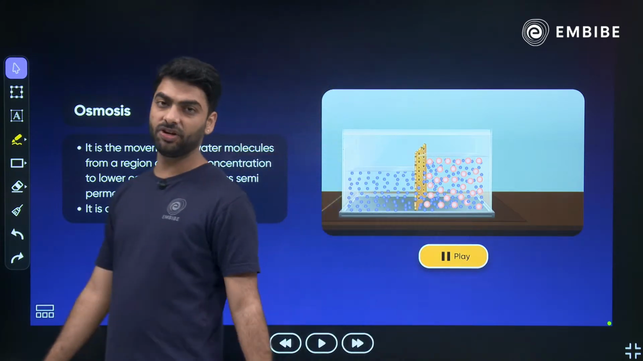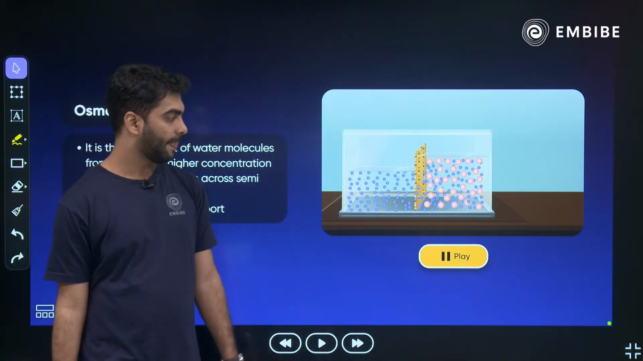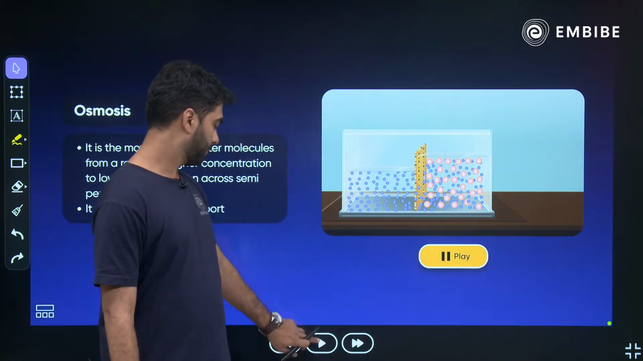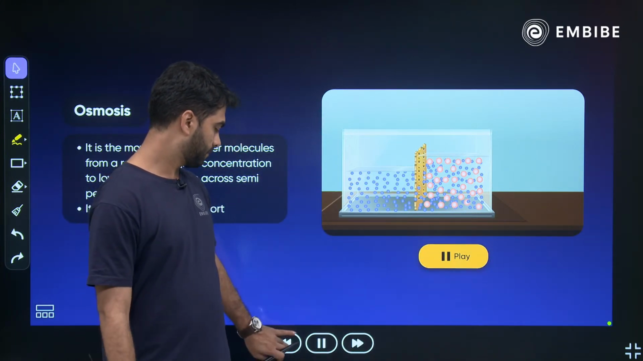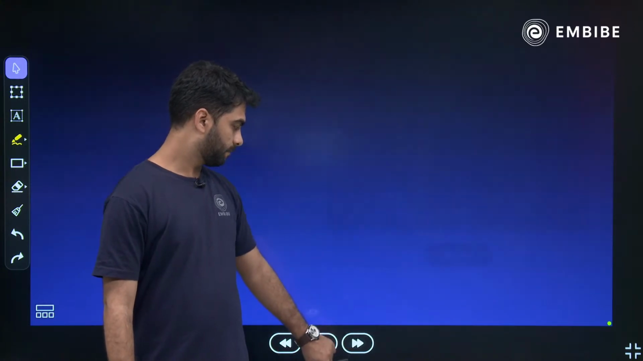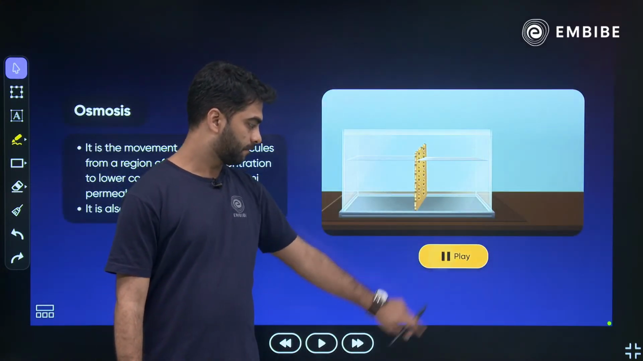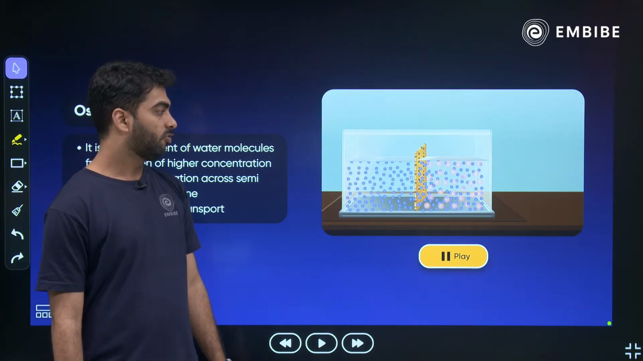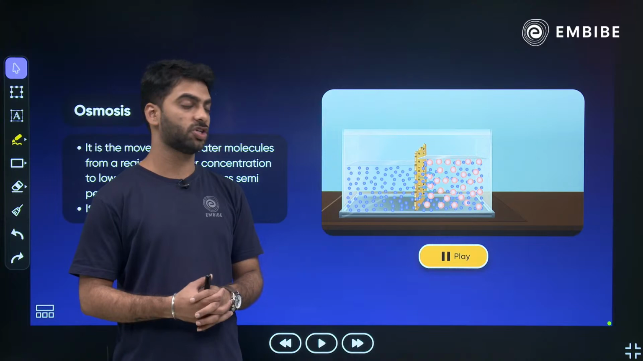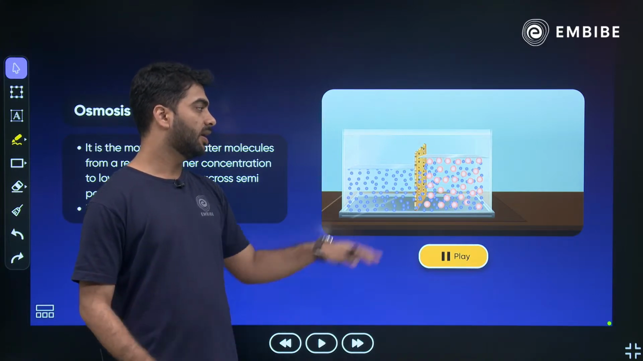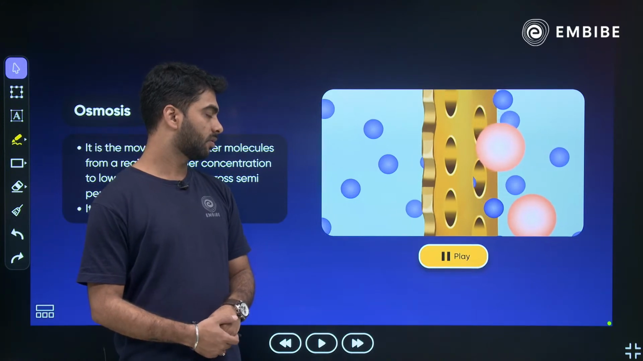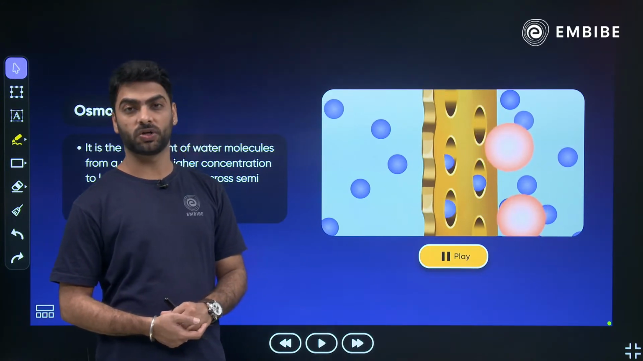See, this is an amazing video on osmosis. From higher concentration to lower concentration across a semi-permeable membrane. The membrane is very, very important. It's movement of water molecules.